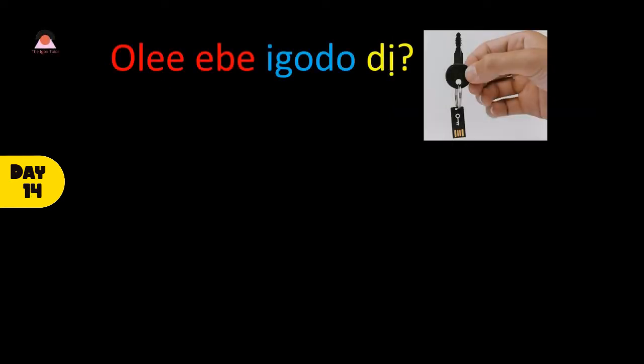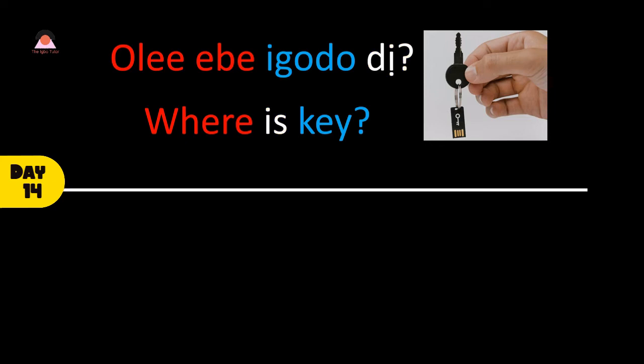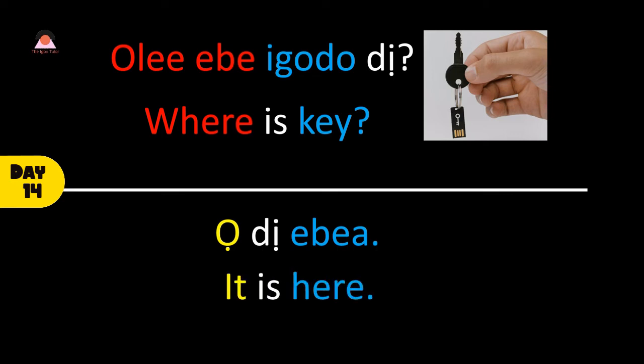Ole ebe igodode. Ole ebe igodode, which means where is key? And when we ask this question, what is the response we're expecting from you? You will say odi eba, which means it is here.